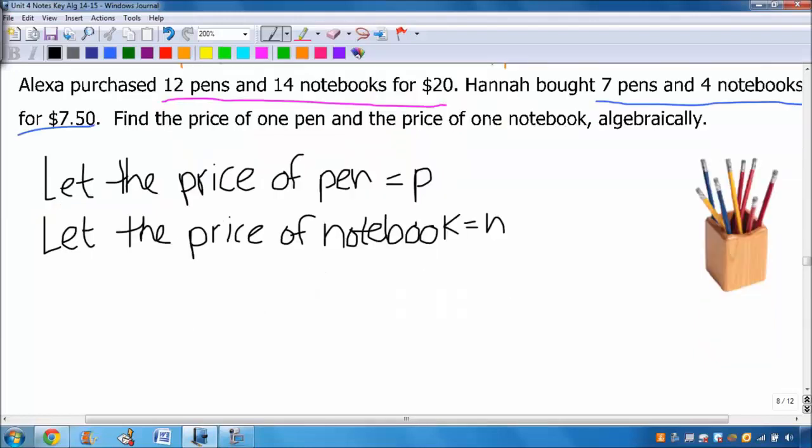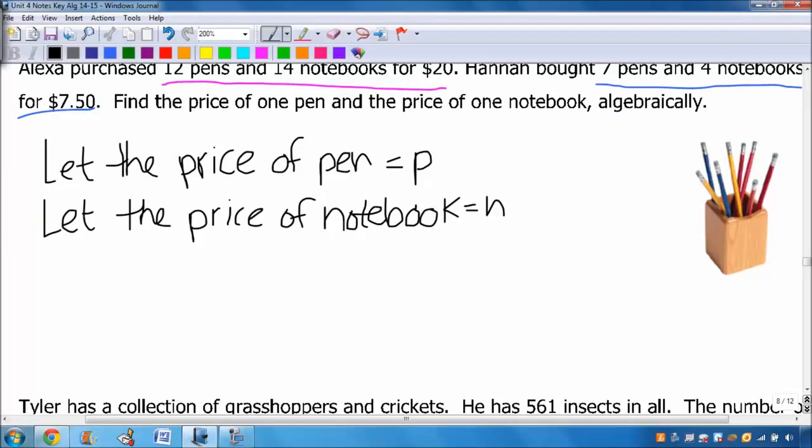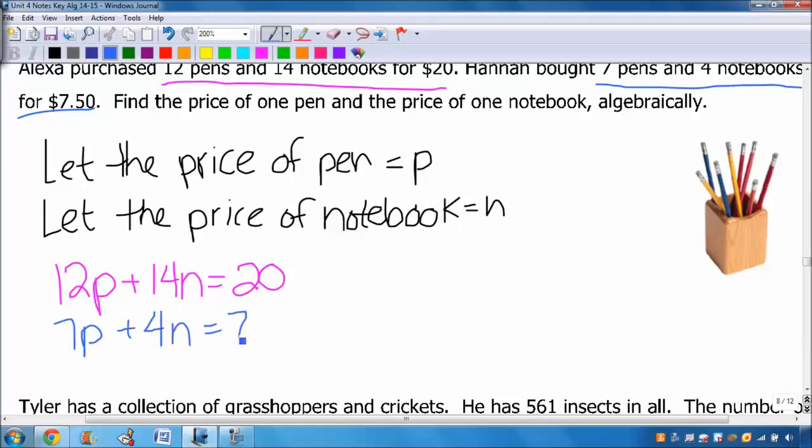Okay, and now I'm going to write my information out. I have 2 variables though, which means I need to have 2 equations. So the first equation is going to be Alexa's equation, which says that she bought 12 pens, so 12 per price of pen, plus 14 notebooks, and she spent $20. Okay. On the flip side, we know that Hannah bought 7 pens and 4 notebooks, and she spent $7.50.